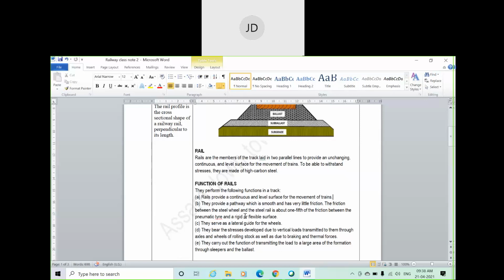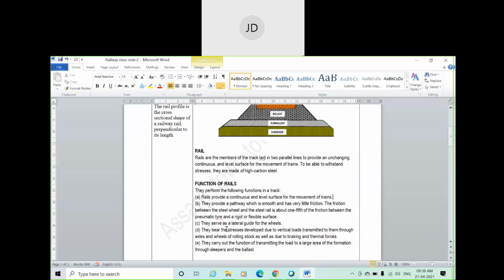The friction between the steel wheel and the steel rail is about one-fifth of the friction between the pneumatic tire and a rigid or flexible surface. That means if you consider a normal truck tire and a normal surface, that means road, whatever friction is produced during the movement of a truck tire over the flexible or rigid surface, that friction will be one-fifth in the case of a railway track. Okay, the friction is very less.